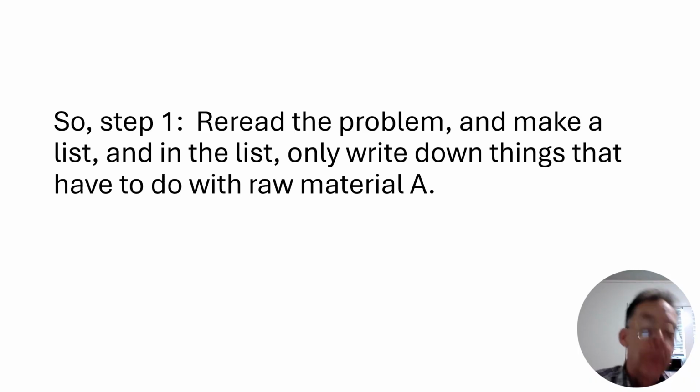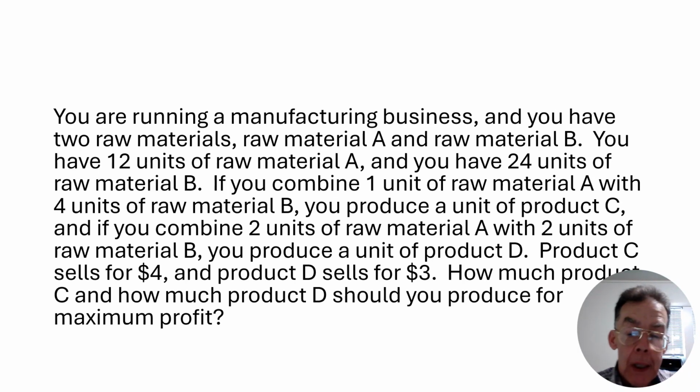So step one, reread the problem and make a list, and in this list, only write down things that have to do with raw material A. So if we go back to the problem, here are the things in this problem that deal specifically with raw material A. You have 12 units of raw material A. You need 1 unit of raw material A to make a unit of product C. And you need 2 units of raw material A to make a unit of product D. Those are all things that specifically have to do with raw material A.